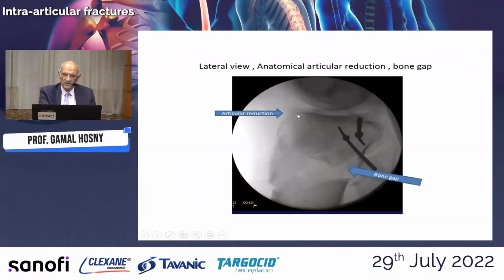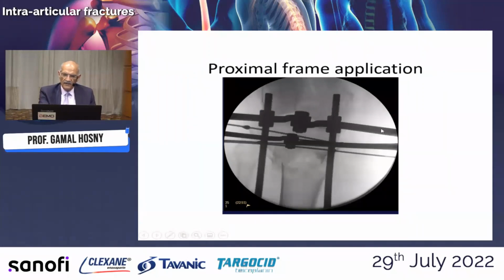You see the lateral position, 2 olive wires, and look at the tibial plafond, the articular reduction, perfect articulation. I still have this bone gap. Forget about it now. Then we apply the frame to the proximal part, to the 2 olive wires and the first wire.